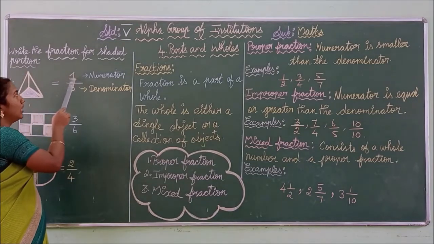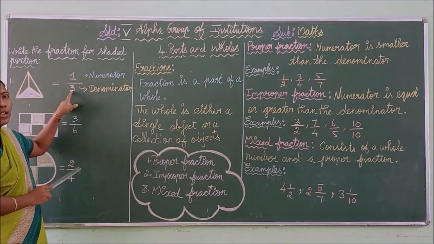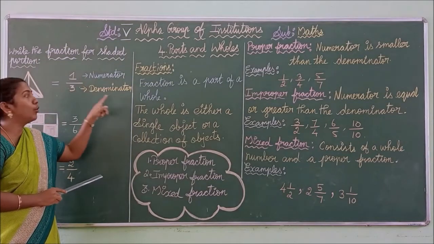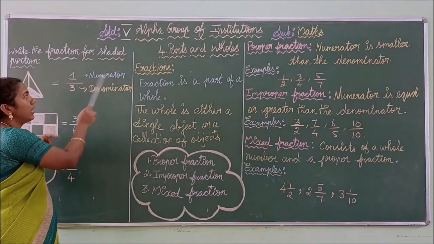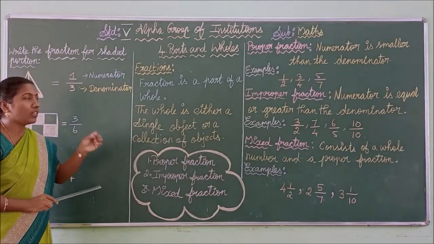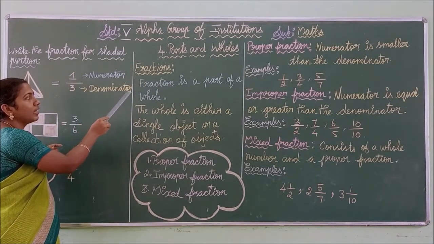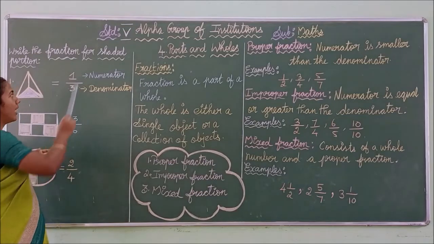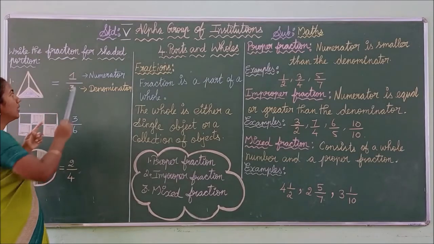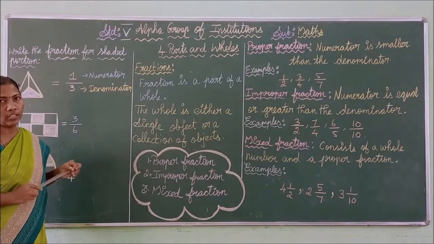You have to call the number in the upper part the numerator. You have to call the number in the bottom part, below this bar, the denominator. You also remember this spelling. What is the spelling for numerator? N-U-M-E-R-A-T-O-R. Numerator. What is the spelling for denominator? D-E-N-O-M-I-N-A-T-O-R. Denominator. So how do you read our answer? 1 by 3. Thus, our answer is 1 by 3. This type of number is called a fraction. Do you understand, children?